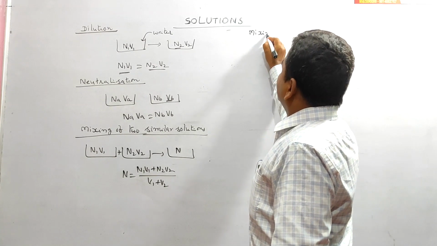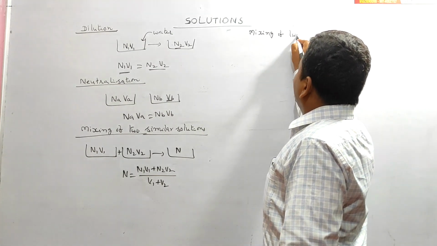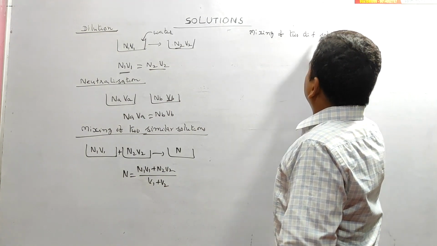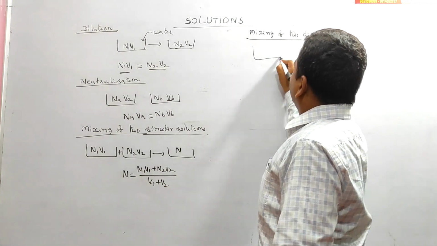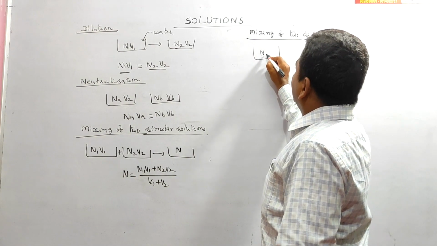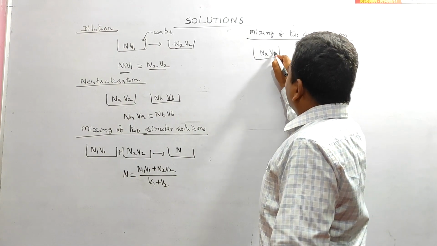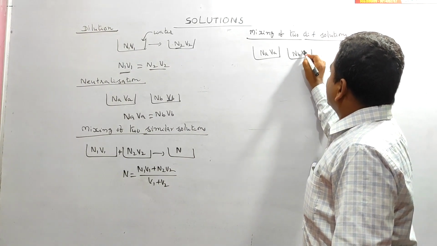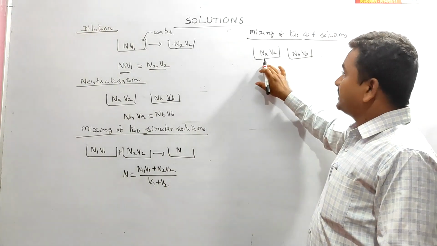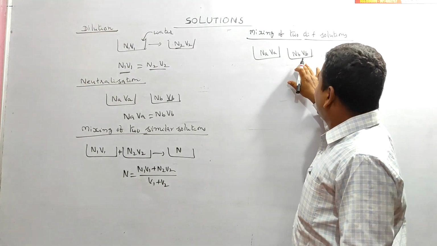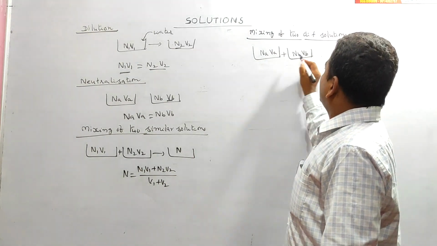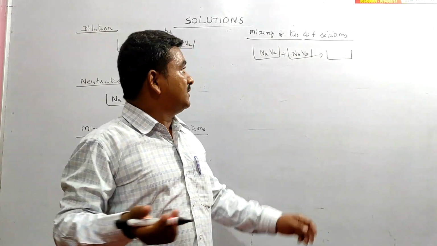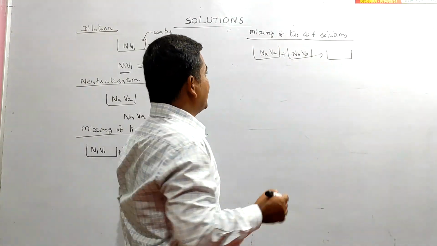Now let us see mixing of two different solutions. There is a solution of NaVa, another solution of NbVb. It may be acid and another it may be a base. These two are mixed. Whether the resultant solution is acidic or basic, how to find?